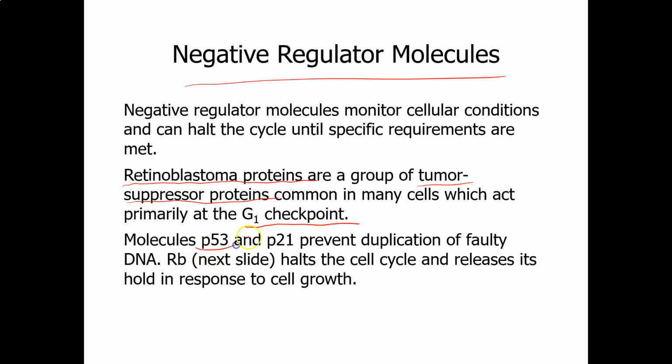Molecules P53 and P21 prevent the duplication of faulty DNA. And that can be various things. I mean, it can be that the DNA is missing some genes, or some of the sequences of nucleotides are incorrect, but in some way the DNA is faulty. Then RB, which is on the next slide, will halt the cell cycle and release its hold in response to cell growth.